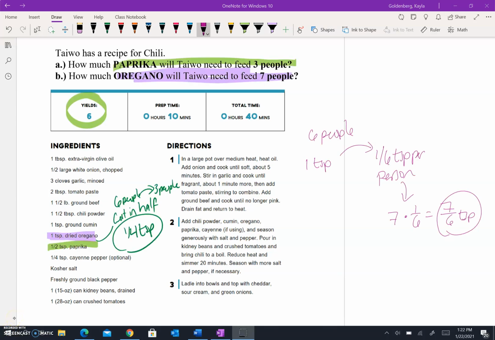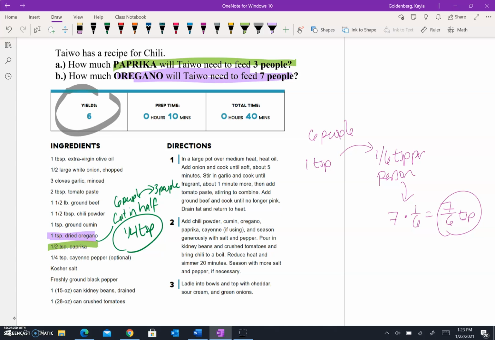I've color-coded the work for the paprika and the oregano question. Do notice that this recipe, if you look at the very top up here, says it yields 6, which means it yields enough to serve 6 people. If you accidentally missed that, maybe pause and try it again. For the green, the paprika, that is for 3 people, so we need to cut the amount in half. Instead of a half of a teaspoon, we need a quarter of a teaspoon.